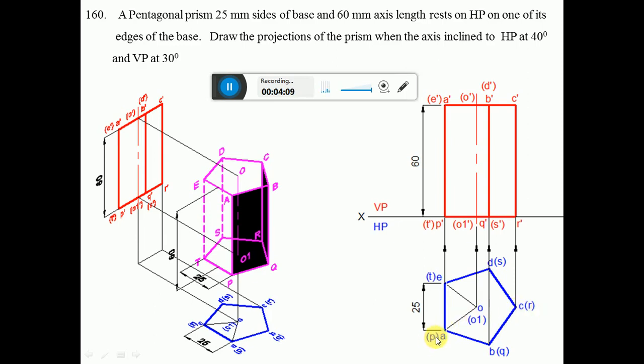Mark all the points P, Q, R, S, T within brackets, and then A, B, C, D, E, which are at the top surface. Join A to B, B to C, C to D, D to E, and E to A with a dotted line.